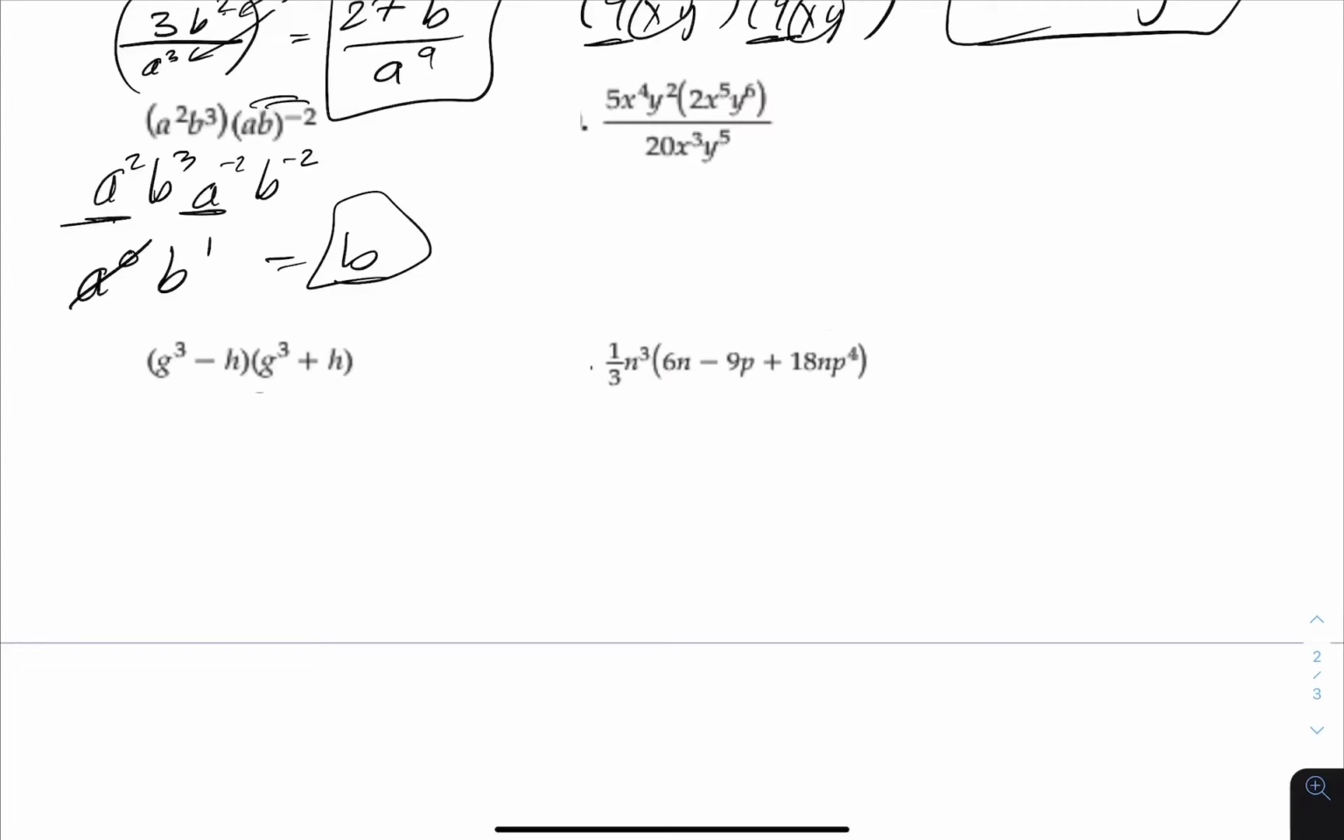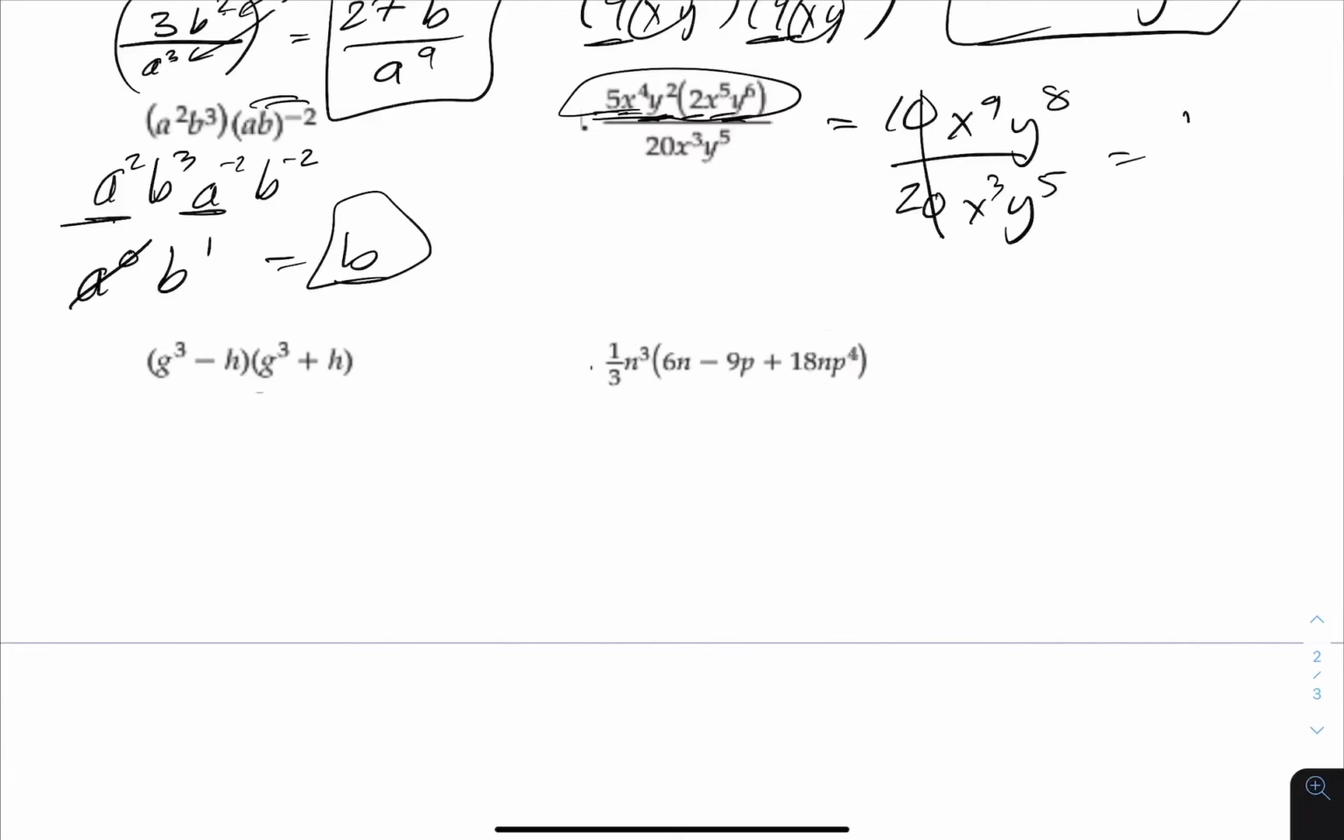Over here, let's simplify the top first before we reduce. So 5 times 2 is 10. X to the 4 times x to the 5 is x to the 9. Y squared times y to the 6 is y to the 8. Over 20 x cubed y to the 5. 10 and 20 reduced, it's 1 half.